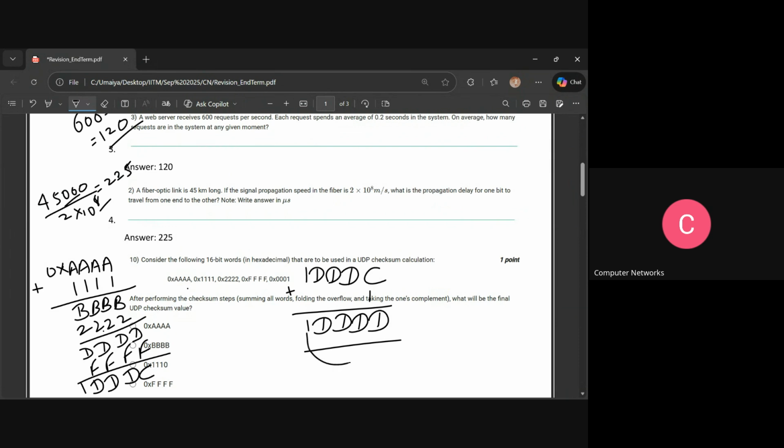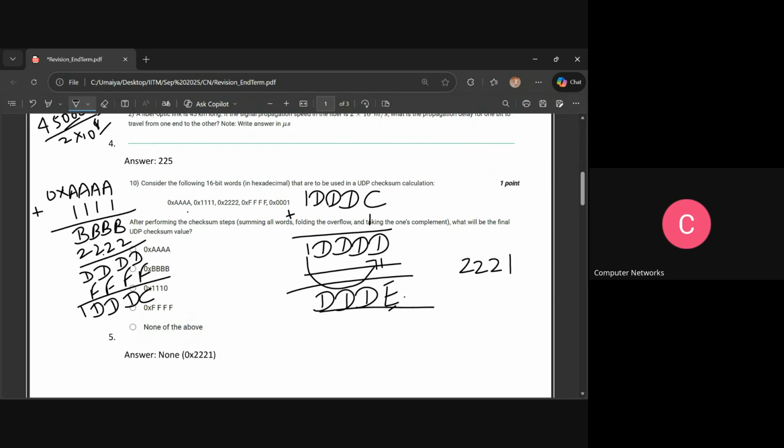Now I have to add the overflow, which means we have to add 1 to it. So we'll get DDDE. Now we have to take the ones complement of this. We have to subtract it from all f's. So what will be the value? To reach f from E, we need 1. For the D's, we need 2's. So 2, 2, 2, 1 will be the answer here. Is it clear, everyone?